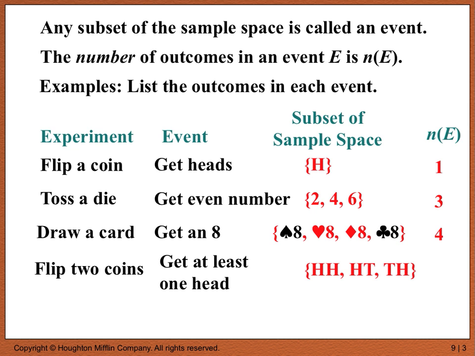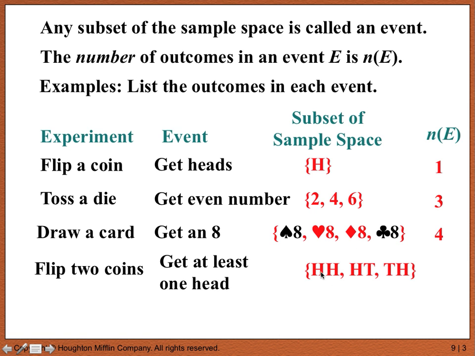Well, this is the subset of the sample space. The total sample space would be HH, HT, TH, TT. But notice here that in the subset, we don't have the TT outcome, the tails, tails outcome, because that tails, tails outcome would not qualify for the event getting at least 1 head. And so the subset of the sample space then would be HH, HT, TH, because all of these 3 outcomes have at least 1 head.